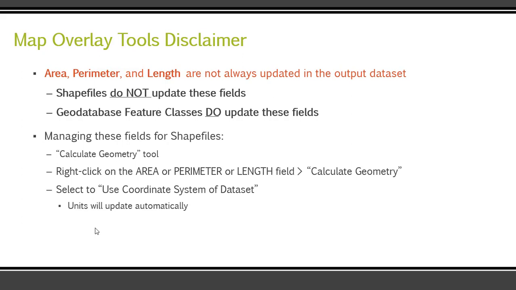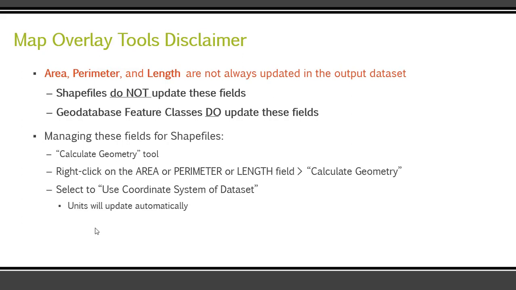Now, this disclaimer is also different for our different GIS data models. This is actually true for shapefiles. Shapefiles, for whatever reason, the tools do not update area, perimeter, and length. However, in the geodatabase model, those values are updated. So you will notice as we migrate into the vector analysis portion of this class, we're going to move ourselves into the geodatabase model simply because we want that to happen for us by default, and we don't want to have to remember to do it all the time.